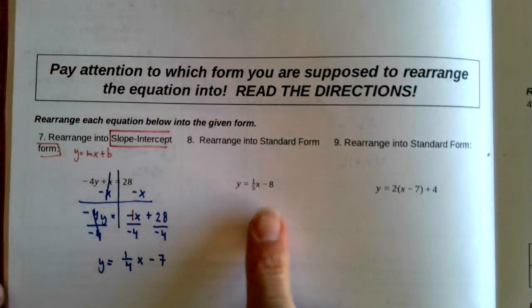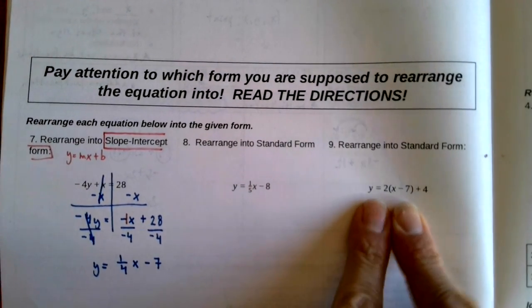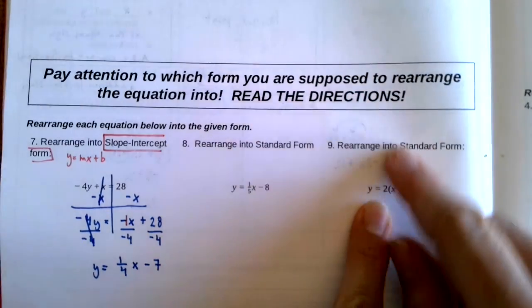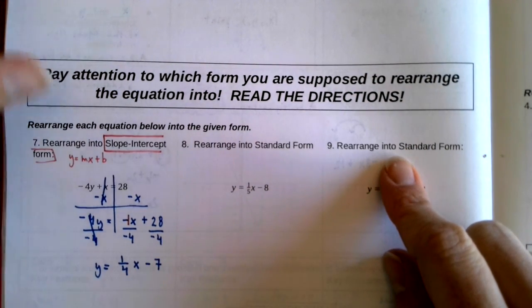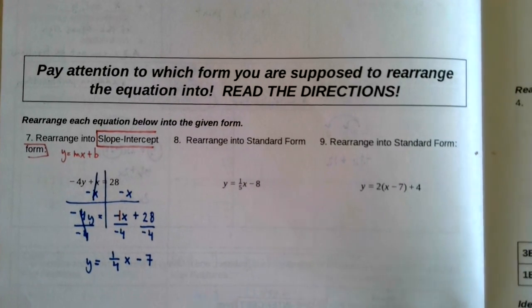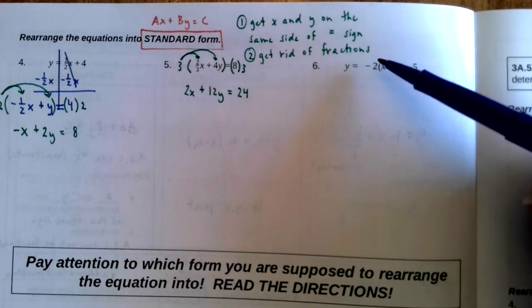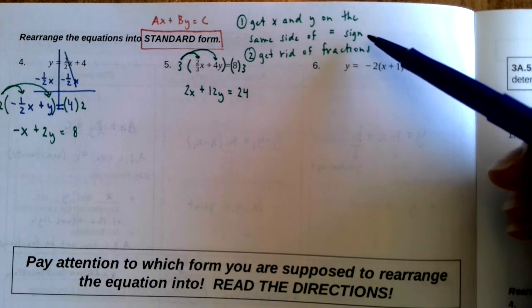Next thing we have to do is standard form. I'm going to go ahead and do 9 because this looks like the one that we didn't do above. Number 5 looks like number 4, so you can use that as an example. So let's look at 9. Let's see. We set up here to go to standard form, we had to get x and y on the same side of the equal sign.